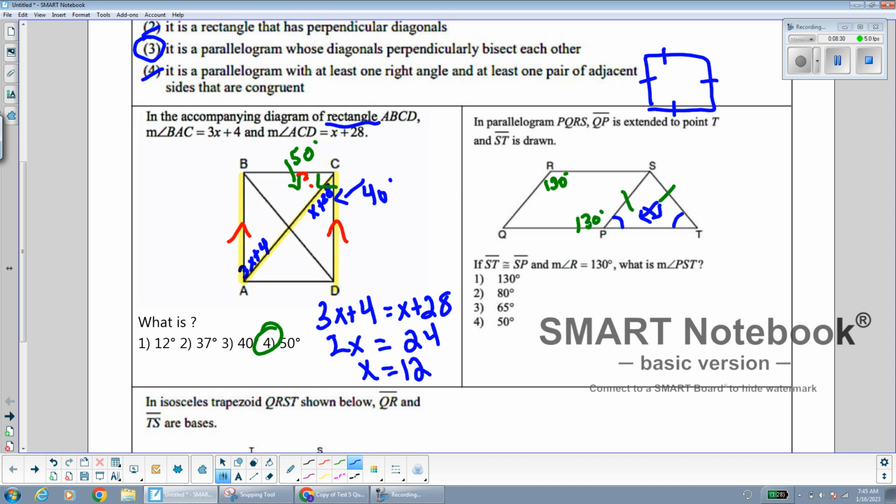I know that the 130-degree angle and the angle right next to it in the triangle are a linear pair. They're supplementary. So if this is 130, 180 minus 130 is 50. So that means this angle is also 50. 50 plus 50 is 100. So that means the last angle in the triangle to make 180 degrees is 80, and that's the angle we're looking for. That's angle PST.